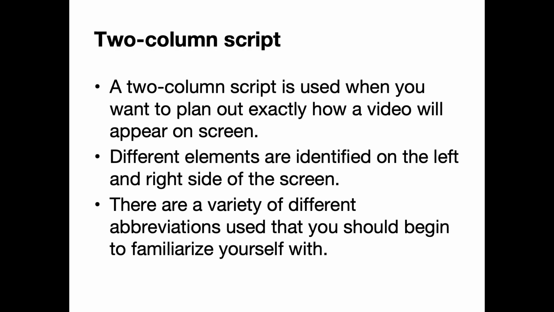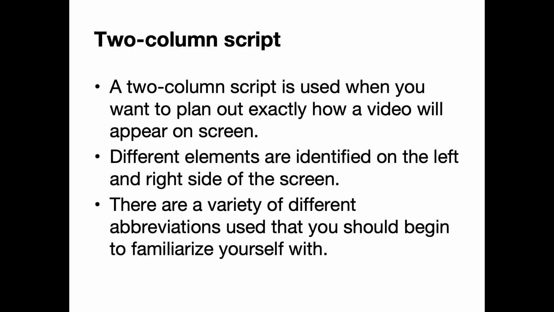All right, two-column script. What is a two-column script? Well, it's a script that's used when you want to plan out exactly how a video will appear on screen. You've got to use your imagination, write it down, and visualize using the two-column script. Different elements are identified on the left and right side of the screen. It's two columns, as it says, two-column script.